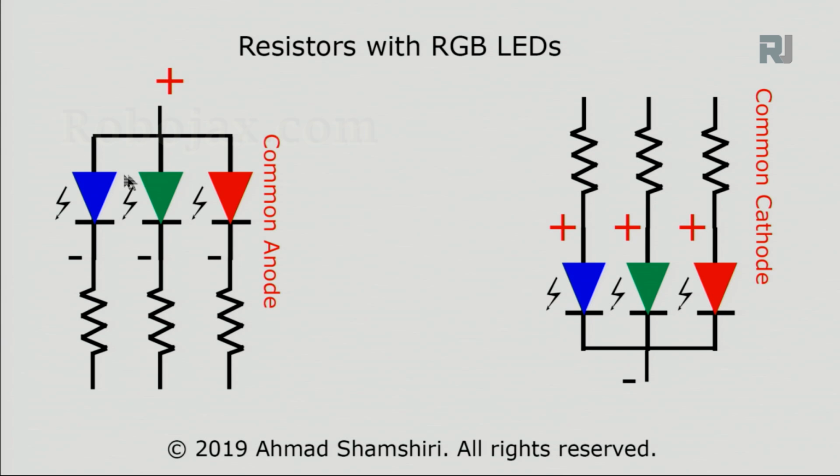RGB LEDs need to be forward biased like regular LEDs, meaning that a voltage should appear across anode and cathode in order for the LED to turn on. The voltage that you need to turn an LED on is called the forward bias voltage, or simply forward voltage.